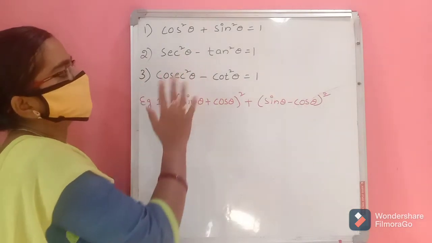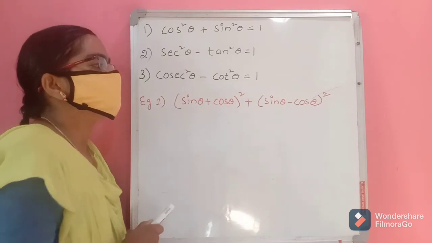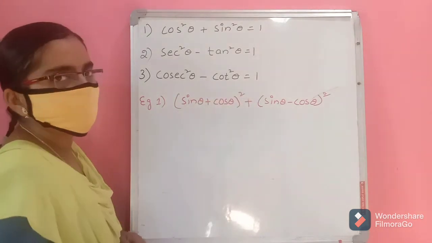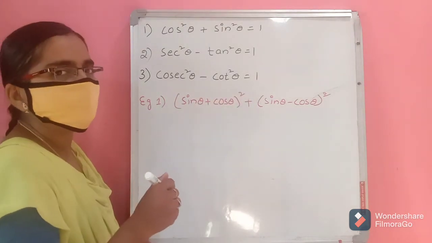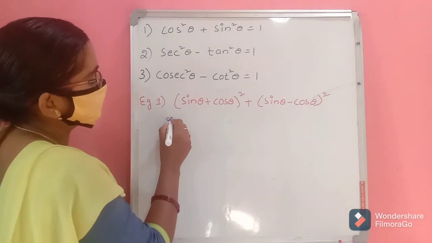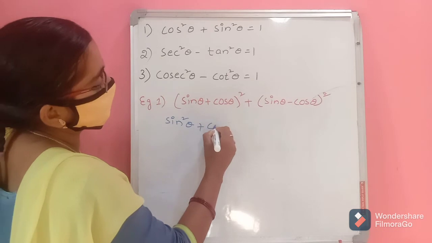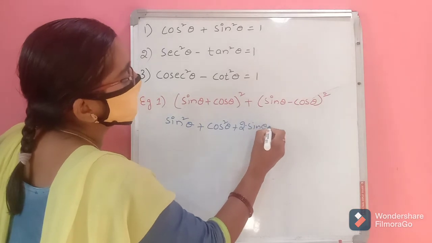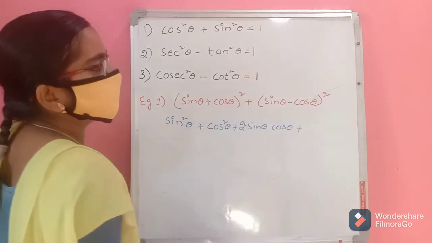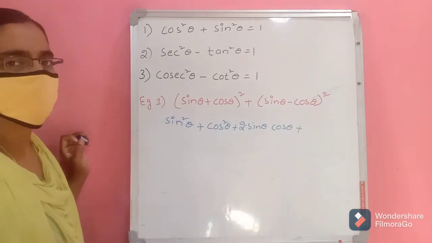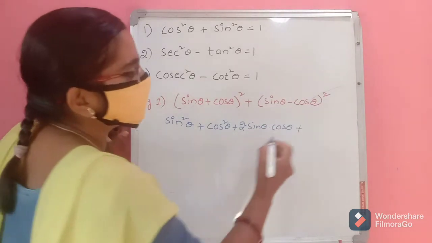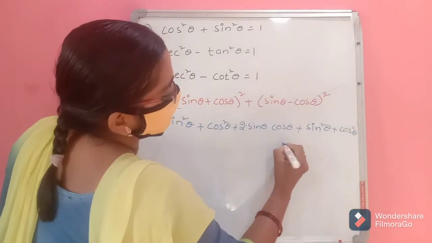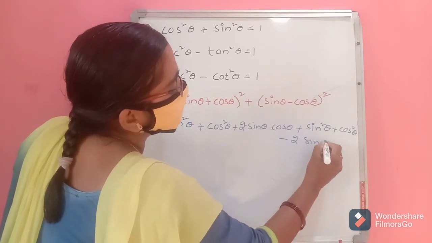Next, based on this we have first example. Sin theta plus cos theta whole square plus sin theta minus cos theta whole square value. We have to find it. So this is like a plus b whole square. A plus b whole square is a square plus b square plus 2ab. So a square means sin square theta plus b square cos square theta plus 2ab, 2 sin theta into cos theta. Next, sin theta minus cos theta whole square. This is in the form of a minus b whole square. A minus b whole square is a square plus b square minus 2ab, minus 2 sin theta cos theta.